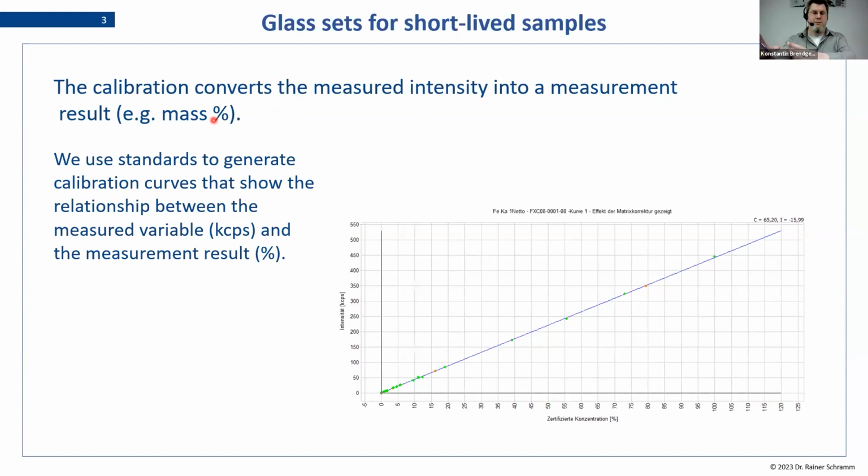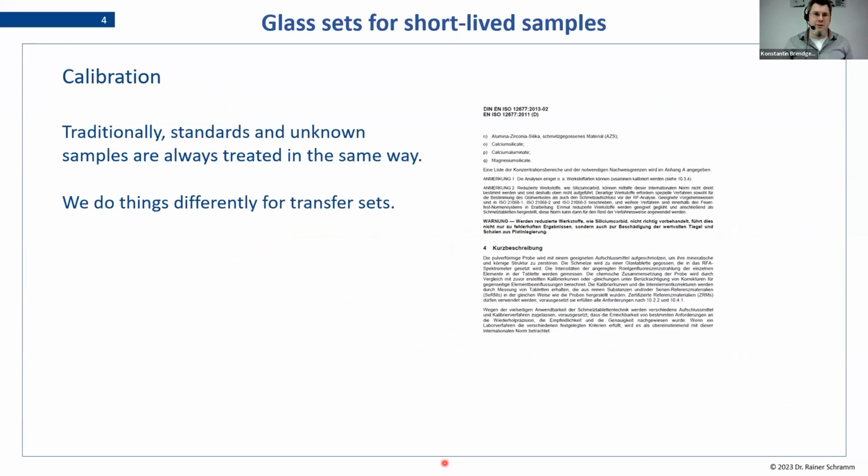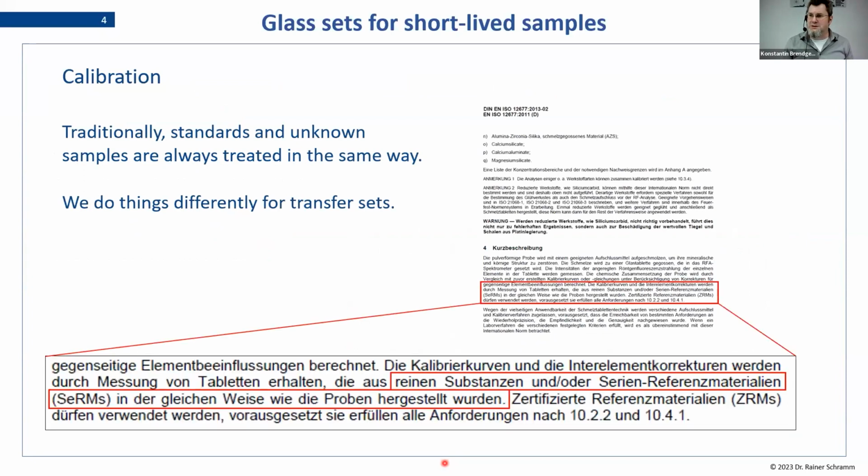So we're taking the signal from the measurement and we're transferring it into a unit or a result. That whole process generally is called calibration. We use standards and we generate these so-called calibration curves. I'm pretty sure most of you are familiar with that. I just wanted to repeat this because that will help us later to understand how the transfer sets work. Also, we have a little excursion here into norms and standards.